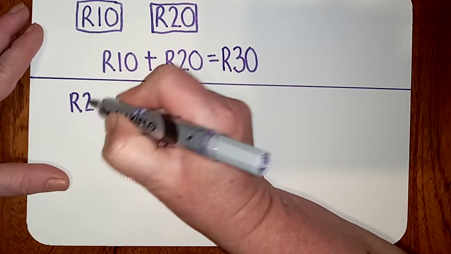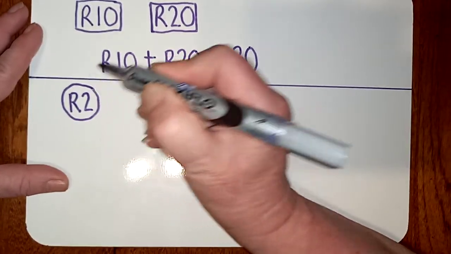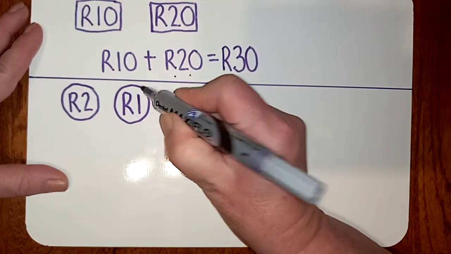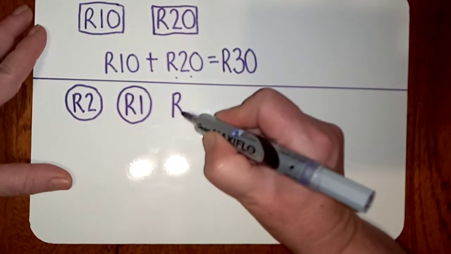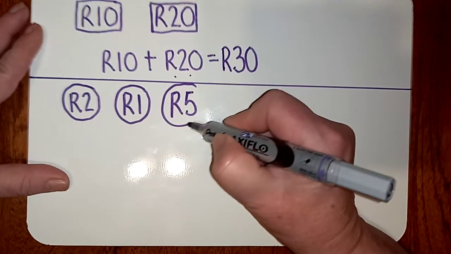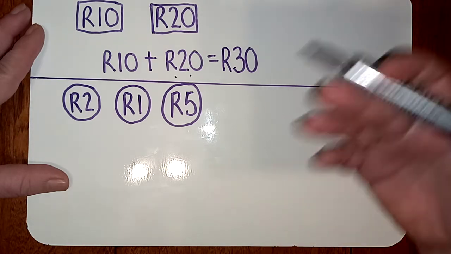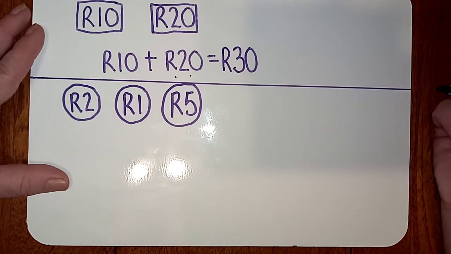So Sam had 2 Rand, and I'm going to draw those in coins because that's what they look like. 1 Rand and 5 Rand coins in his wallet. Then he gave Ben 2 Rand for the bus. So 2 Rand gets taken away because he's giving it away. And then the question is, how much money does he have left?